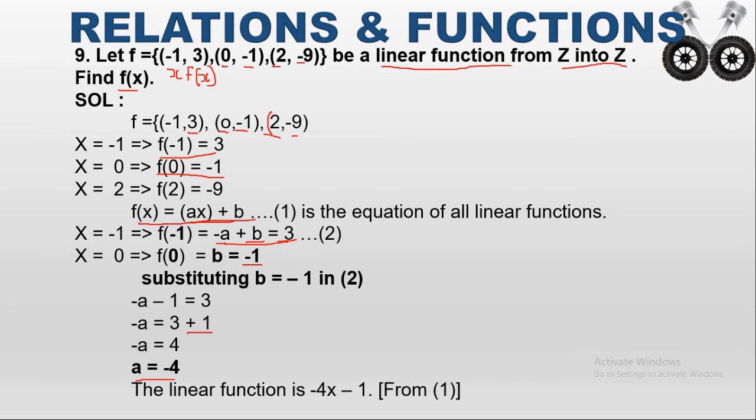So now substitute this in equation 1. What is equation 1? F of x equal to a into x. Instead of a you have to substitute minus 4, so minus 4x, plus instead of b you have to substitute minus 1. So minus 4x minus 1. So that is the linear equation. So that is the value for f of x.